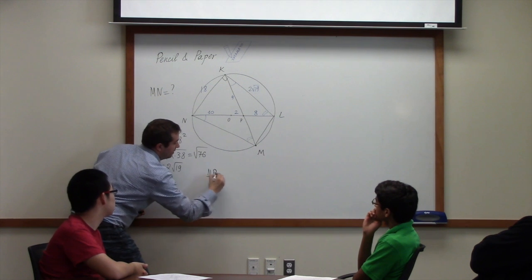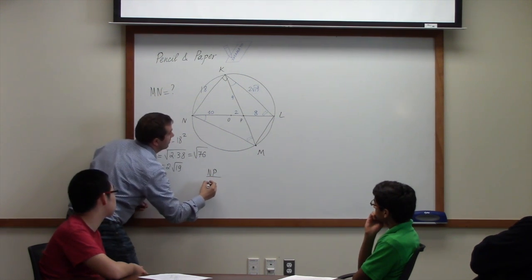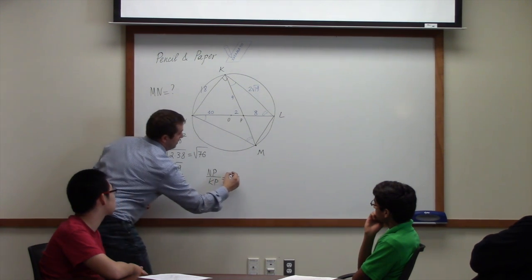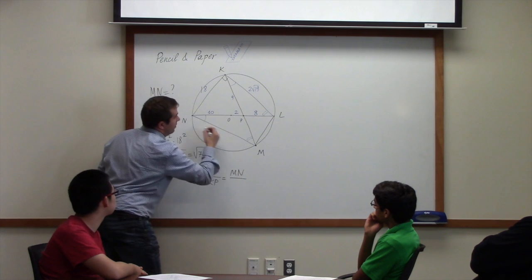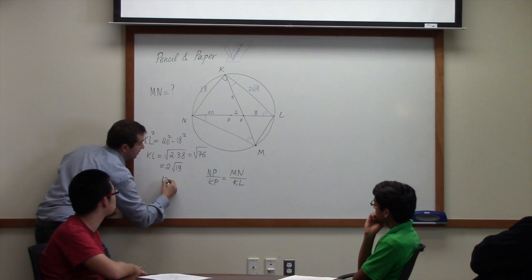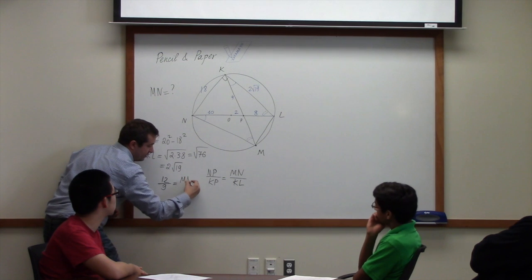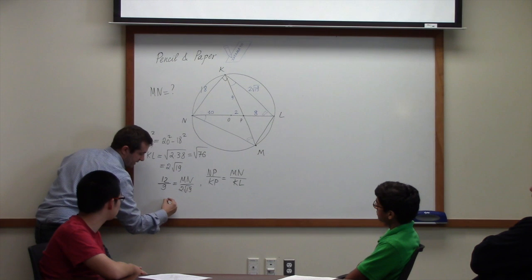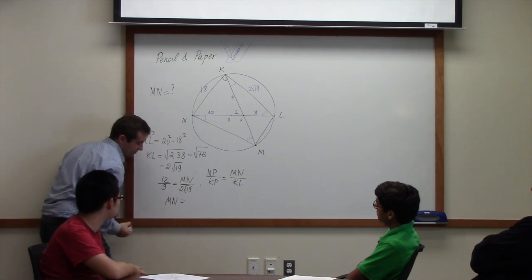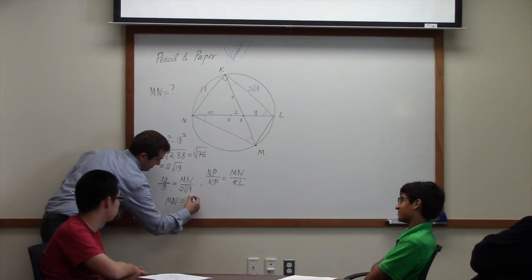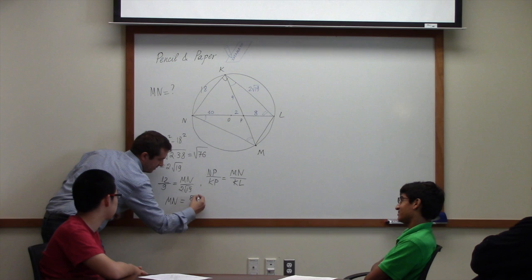NP over KP is equal to MN over KL. So NP is equal to 12, KP is equal to 9, this is given, MN over 2 square root of 19, right? So MN is equal to 8 over 3 times 2 square root of 19.